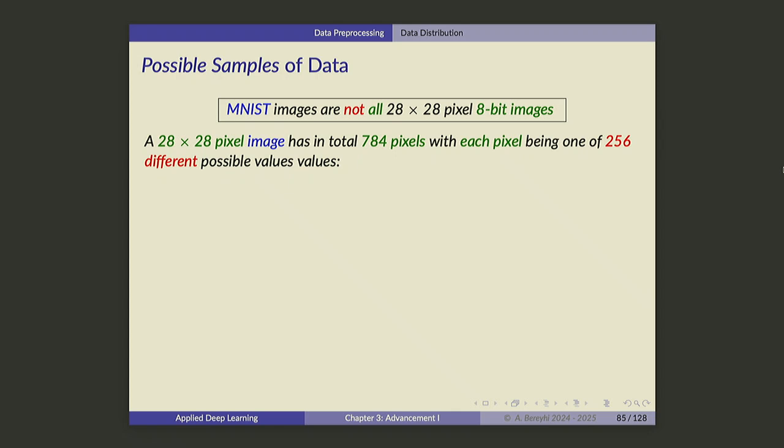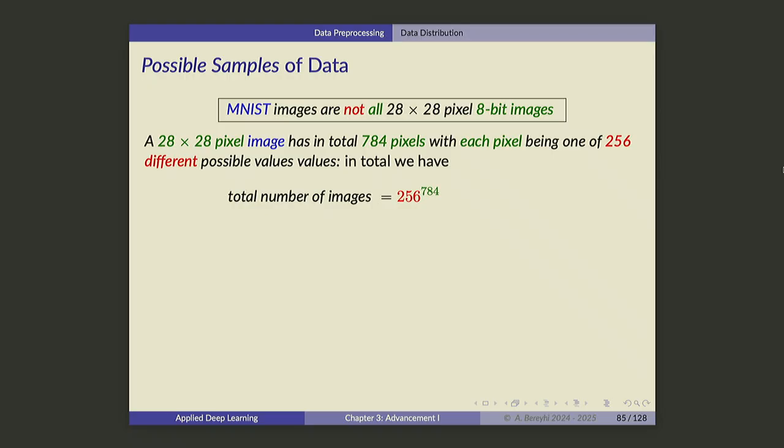If I have 2 pixels, how many do I have? The square of it. Now I have 784 pixels. How many of them do I have? This number to the power 784. That's fine. It's a big number, but it's not infinity yet. So that is the number, 256 to the power 784. It's a big number.